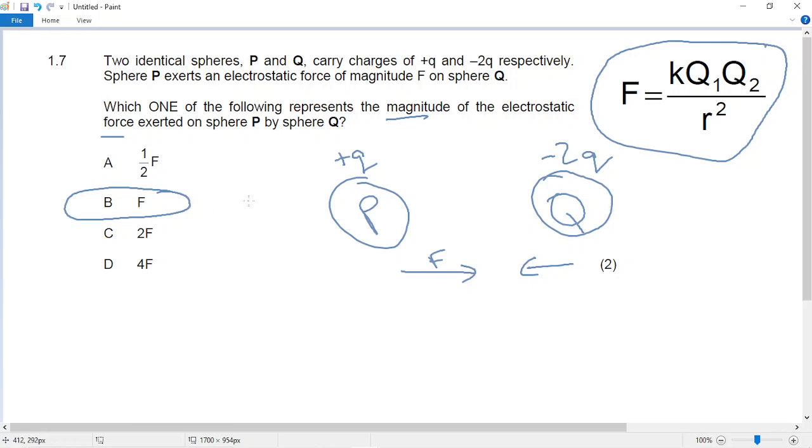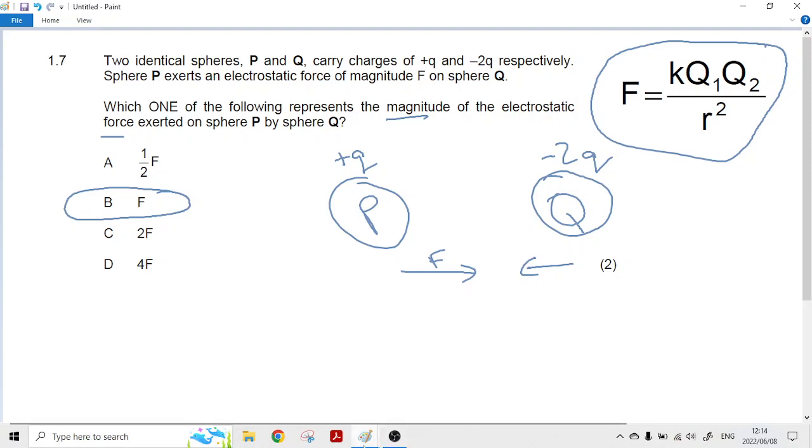So it's due to Newton's third law, but if you get stuck, pull out the formula and say to yourself, what would I do if I put P exerting a force on Q? What would I want to do if I wanted to calculate Q on P? You're going to get exactly the same answer. So the answer is B, which is the force F.